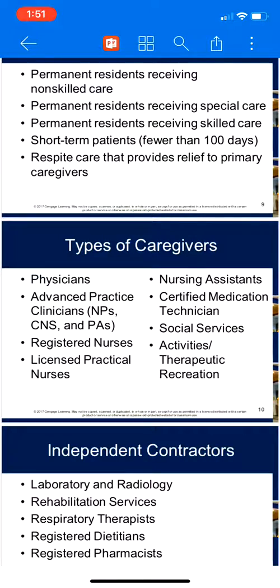Then we have our licensed practical nurses. Licensed practical nurses are the most predominant caregivers among the licensed professionals in the long-term care nursing facility setting. Their responsibilities range from administering medications, tube feedings, and treatments to being in charge of a nursing division and serving in a supervisory capacity within the nursing department.